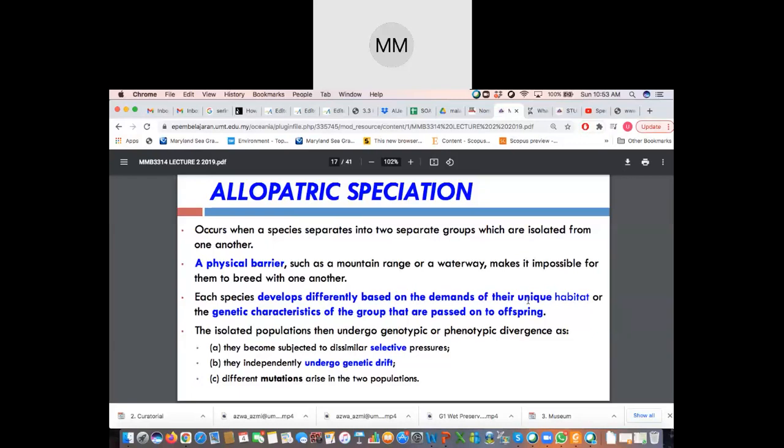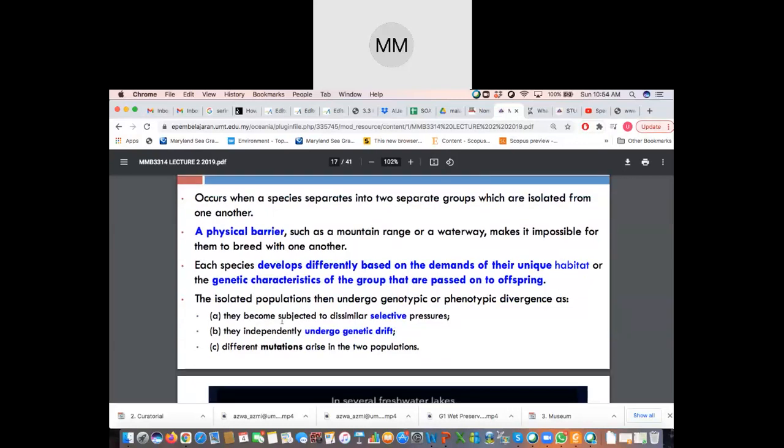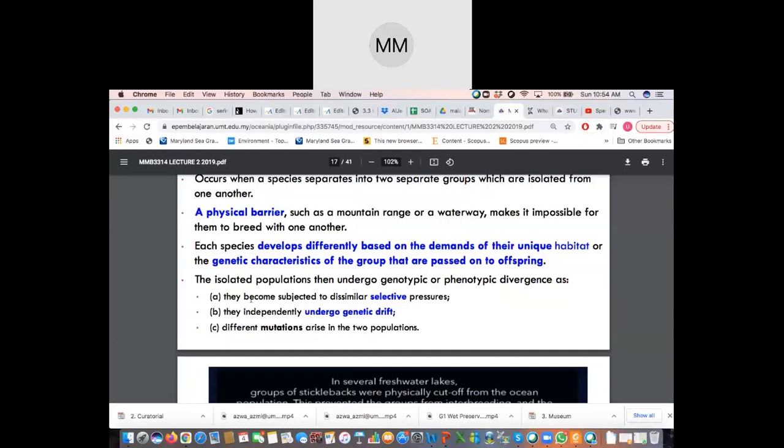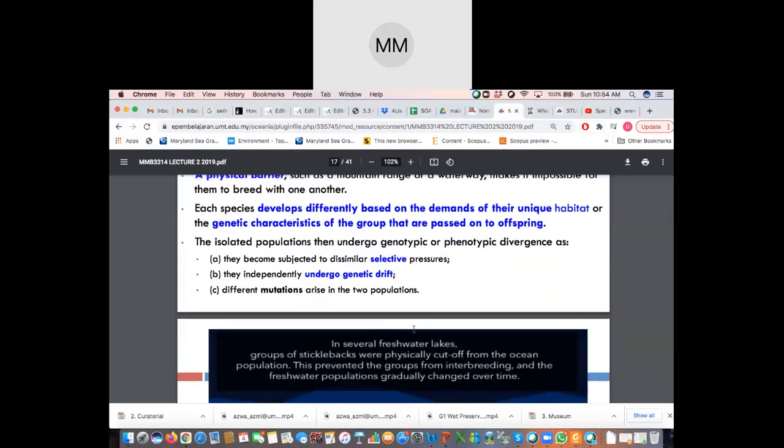More often than not, it forms different habitats, and the genetic characteristics of the group are passed on to the offspring. The isolated population then undergoes genotypic and phenotypic divergence. Just keep in mind the video of the bird. They become subjected to dissimilar selective pressures from their environment. They undergo genetic drift, and different mutations arise in the 2 populations.